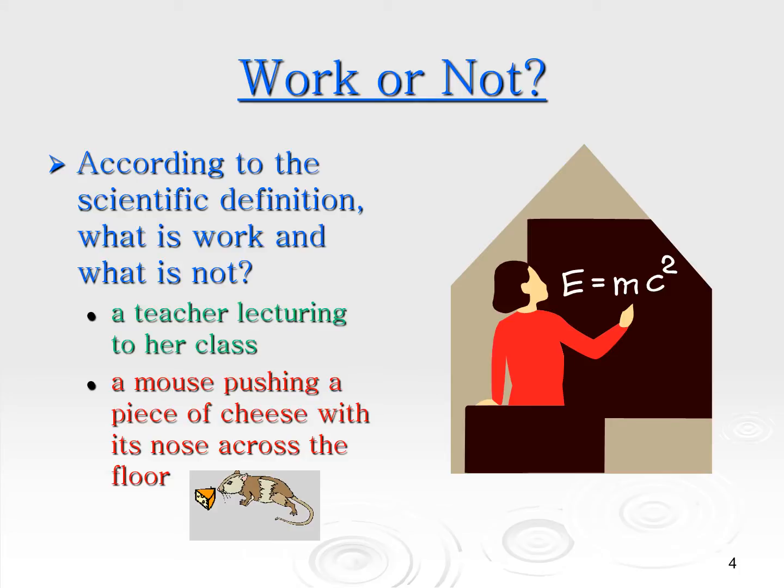So if we look at this again, we see that the teacher lecturing is not work because she's not applying a force, and therefore there's no motion. So since there's no force, there's no work. But the mouse, on the other hand, is doing work. The mouse is applying a forward force on the cheese, and the cheese is moving in that same direction. So we have a force and motion. They're in the same direction. It is work.